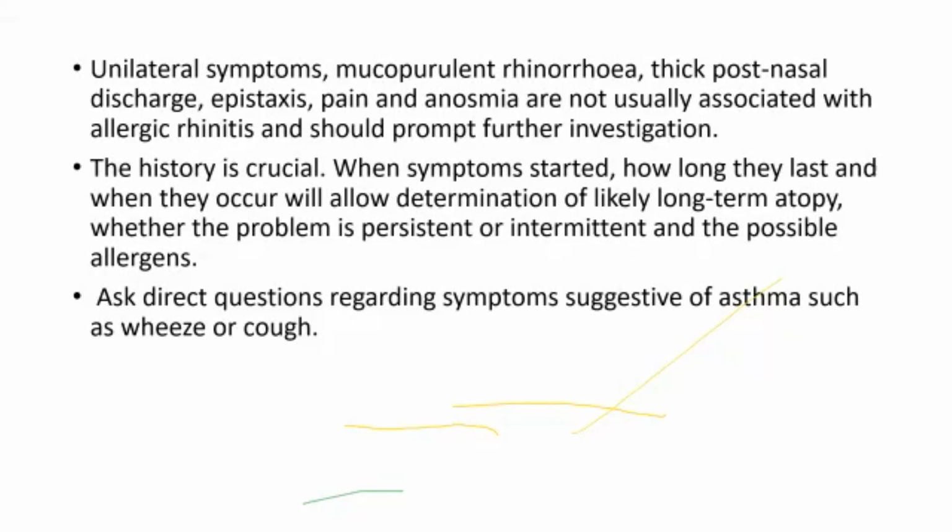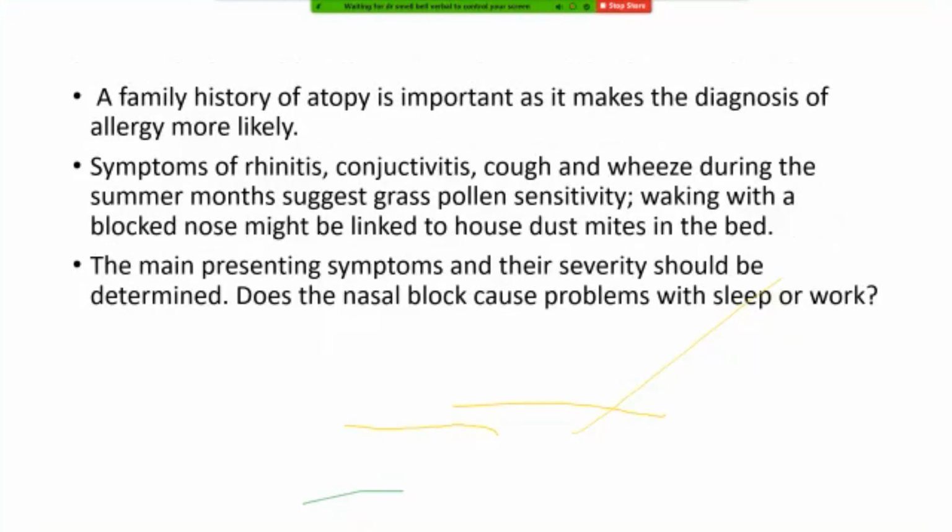If it is severely congested, if there are severely enlarged turbinates, there can be anosmia, very rarely present. And if these are all present, you have to go for investigation. It's not like simple allergy. You have to keep it in mind. History is very important. Atopy is there or not, you should keep it in mind. Intermittent or persistent, very important. Features suggestive of asthma like wheeze and cough are also very important as it makes the diagnosis of allergy more likely.